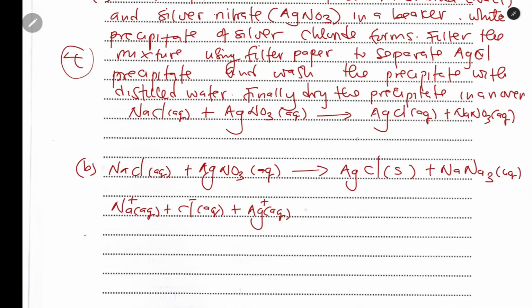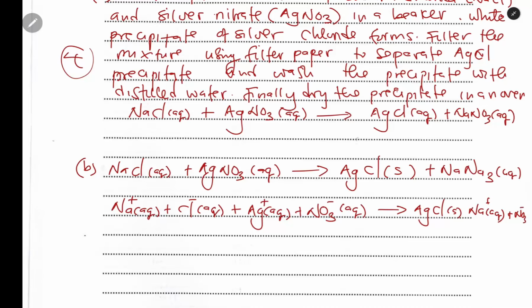Okay, that is the aqueous. Then plus nitrate, that is the aqueous. Then on the other side, this one remains AgCl, which is solid. Then we split this one, aqueous, that is that. Then plus nitrate, which is the aqueous.